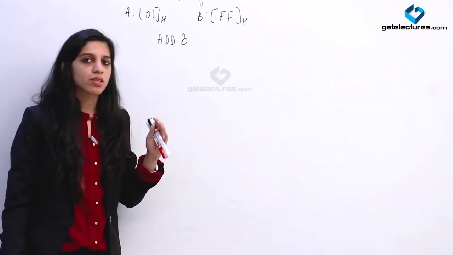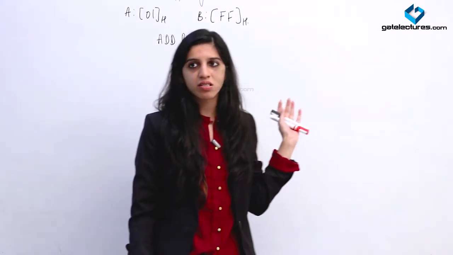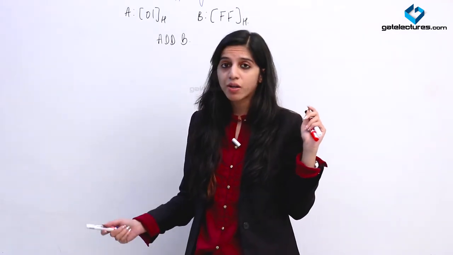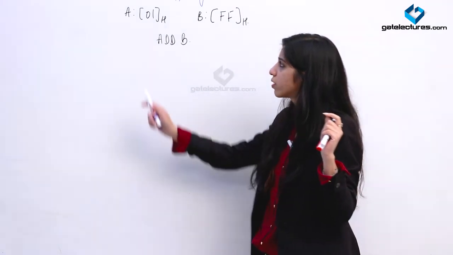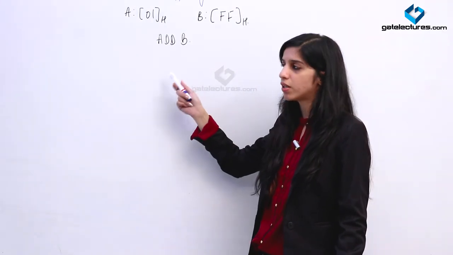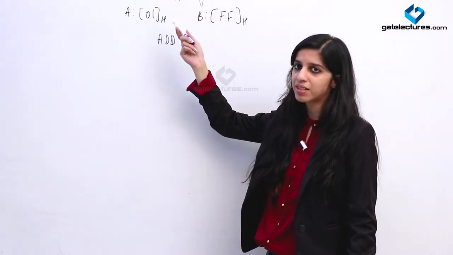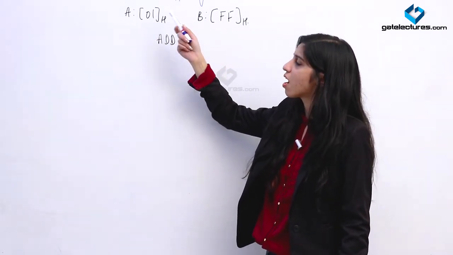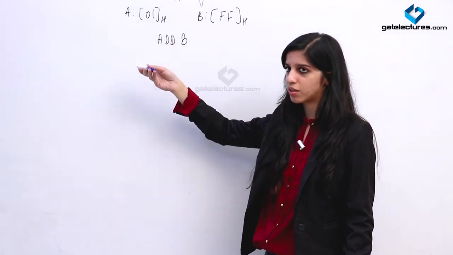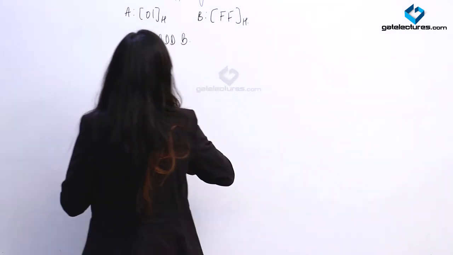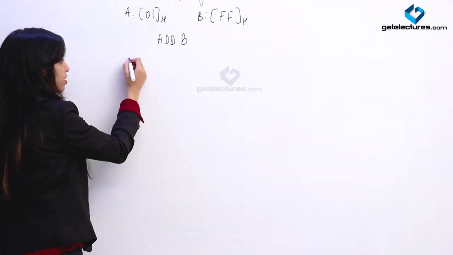One more thing, the values of the flag registers are going to be determined based on the values of the accumulator. The flag register can only be changed according to the contents of the accumulator only. Fine. So let us just perform the operation first.